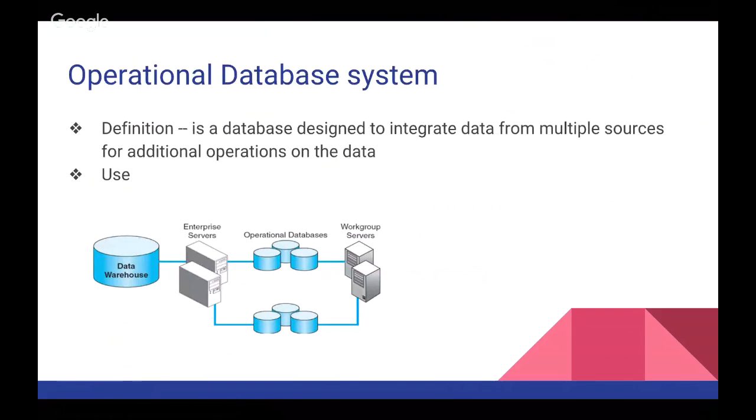Operational database. A database designed to integrate data from multiple sources for additional operations on data. So basically this would be compiling different sources of information and data into one place, and then using that data to try and make sense and make new data which will be more effective than the raw data which was coming in from different sources.